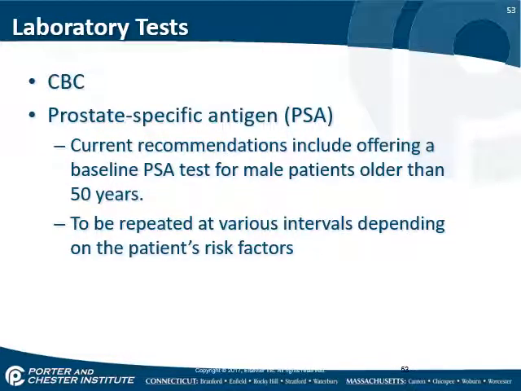We talk about lab tests. Well, a CBC is going to tell us if there's a normal amount of white blood cells, red blood cells. Is there a blood cancer going on? Prostate-specific antigen, or PSA. This is a blood test that can tell us if a man is at risk for, or often if, prostate cancer is present. Current recommendations are that men have it drawn past the age of 50, and then it gets repeated at various intervals depending on the patient's risk factors.